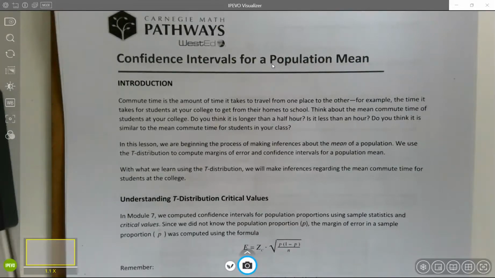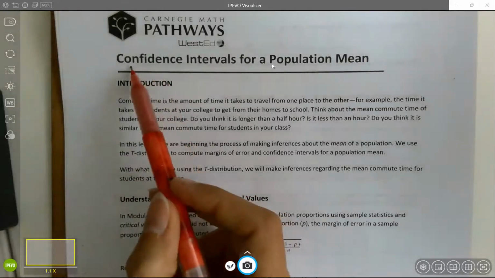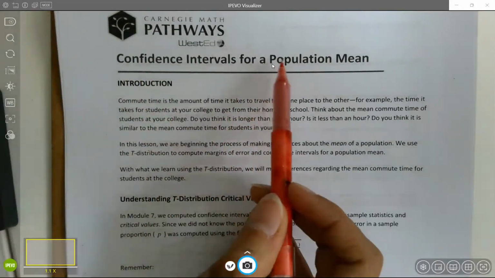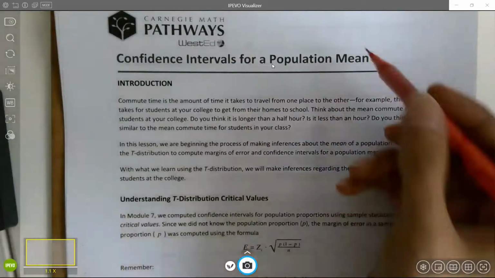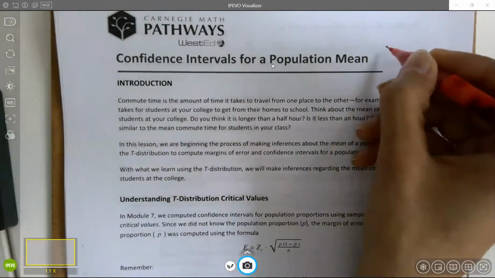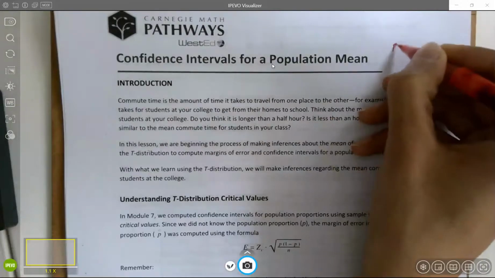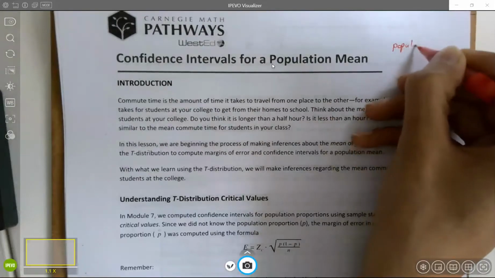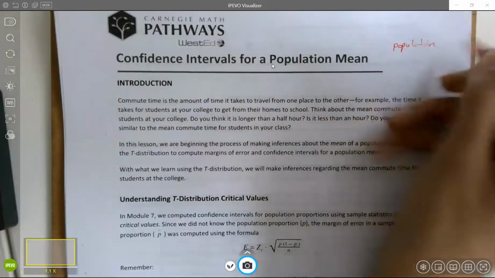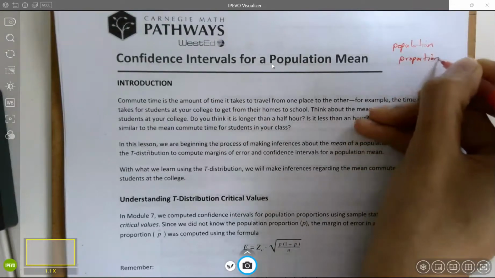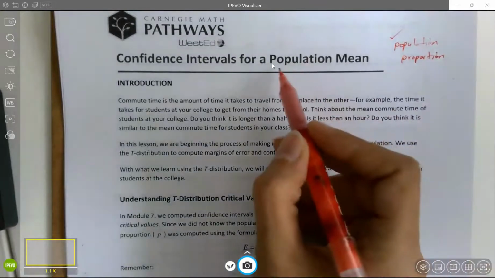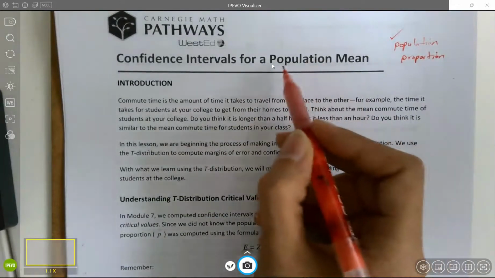Let's continue Module 8, confidence intervals for a population mean. Before, we learned about the confidence interval for a population proportion, and now we're moving on to the population mean.